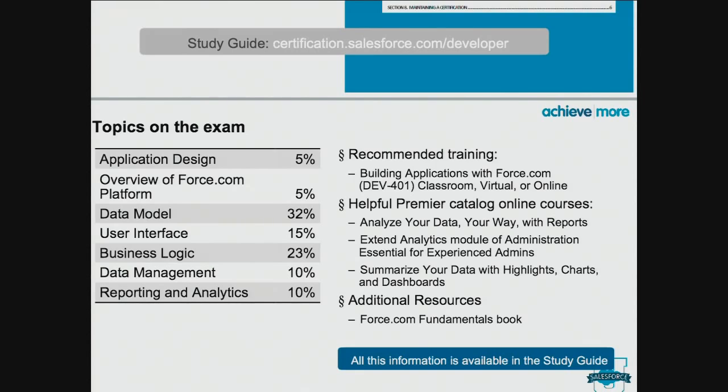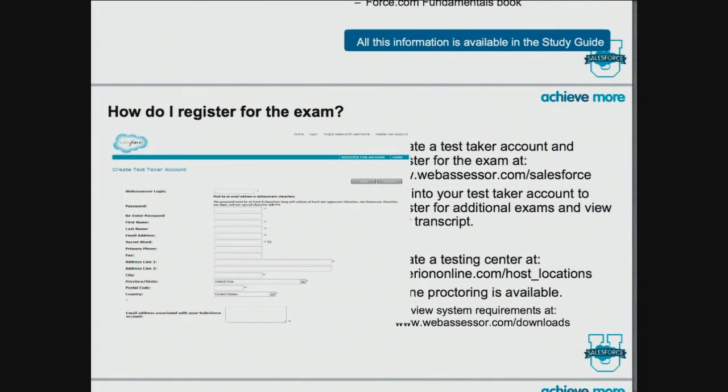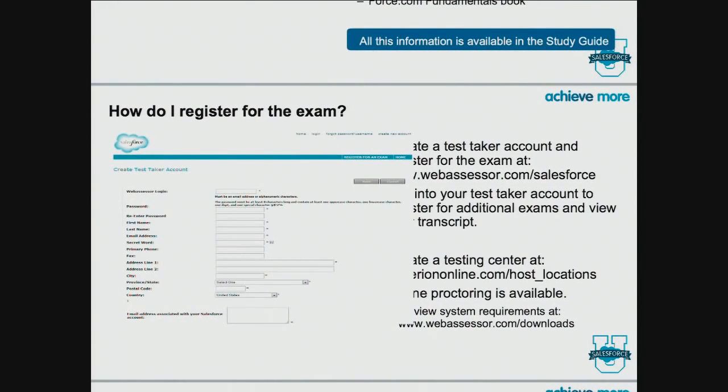So how do you register for the exam? Unfortunately, this isn't rendering very well. But you have to have what's called a test taker account, and you do that at www.webassessor.com, Salesforce. So for those of you who have not yet set up your WebAssessor account, you want to make sure that's set up. And from there, you'll be able to find testing centers.